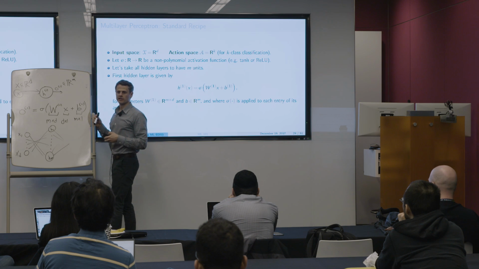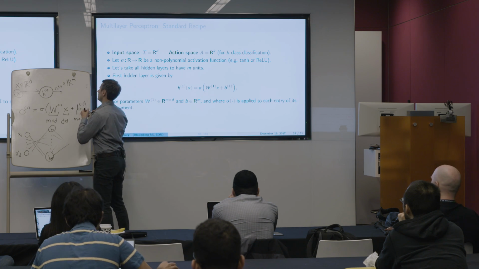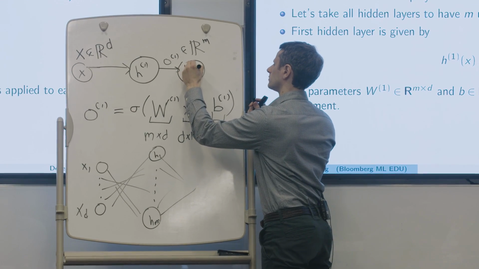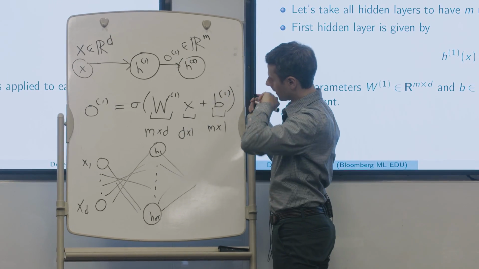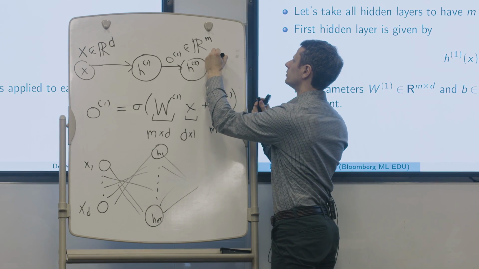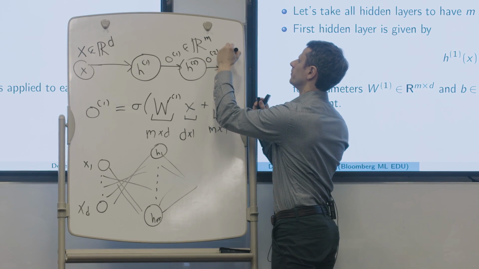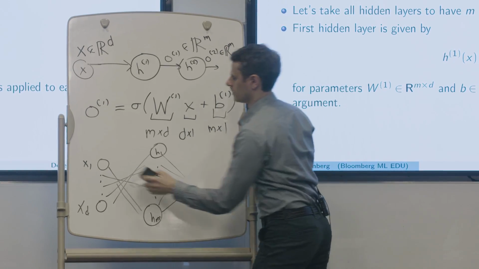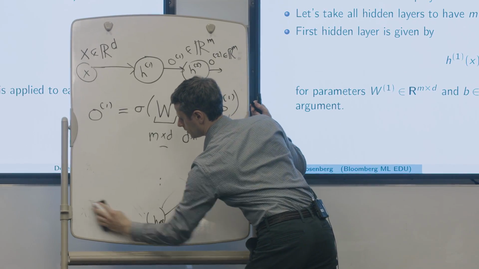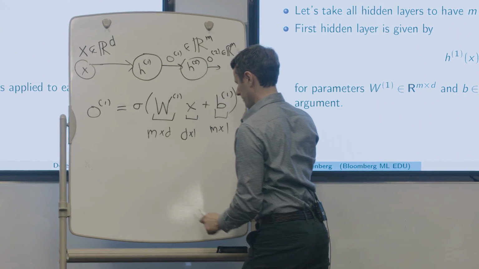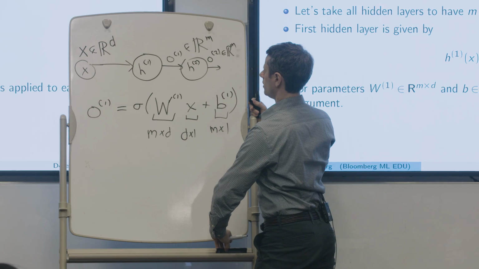All right, so let's add a second hidden layer. That's going to give an output O2, also in R^m. All right, so what's the form of O2?